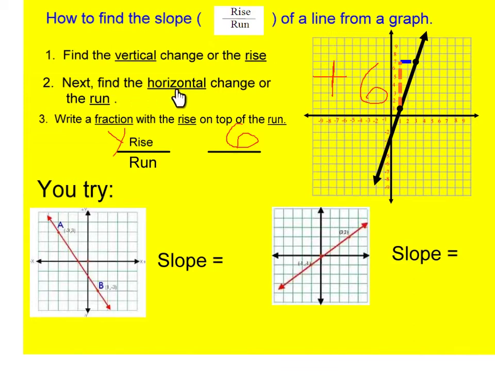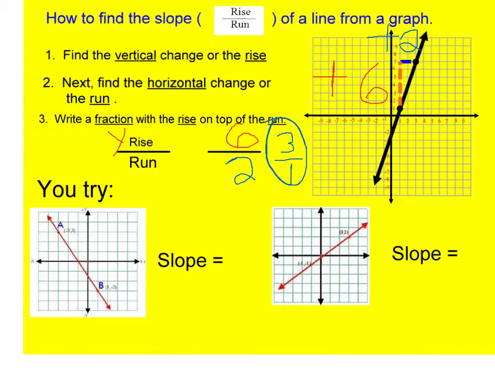Next, I'm going to find the horizontal change, or we call it the run. So I start here, and I see how many spots do I have to move over. 1, 2. So I move 2 spots to the right. And to the right is a positive move. So that's positive 2. Well, now this is my slope, 6 over 2. But I can reduce that to 3, or 3 over 1. So that's my slope. Okay, now we're going to practice.